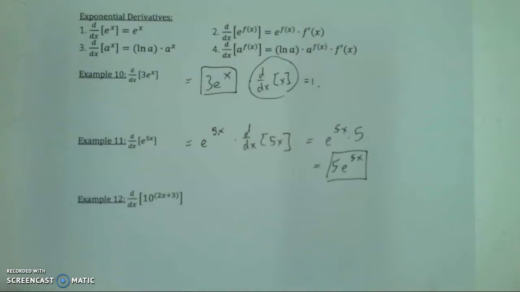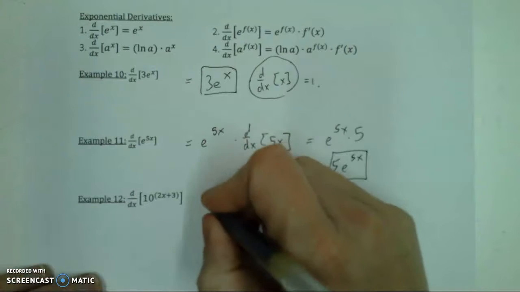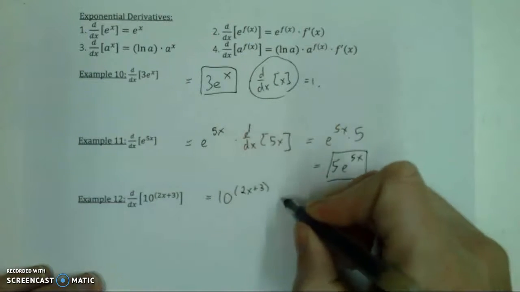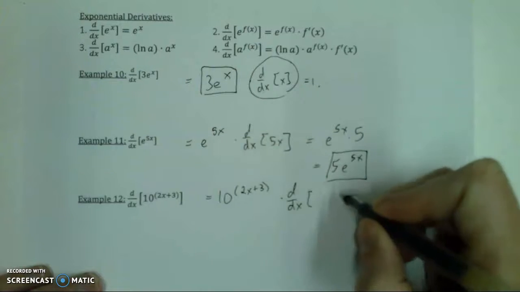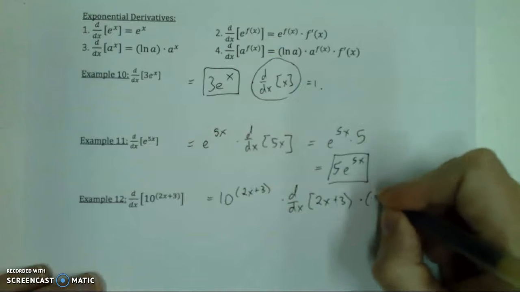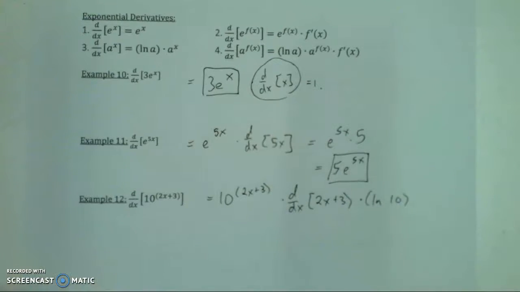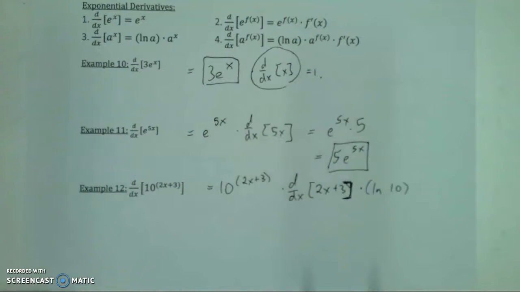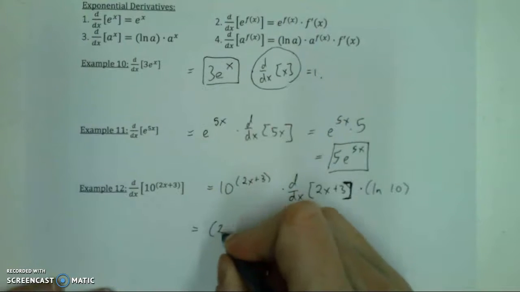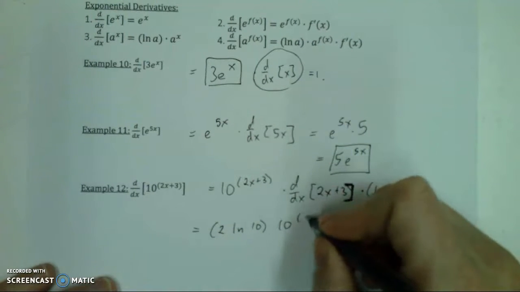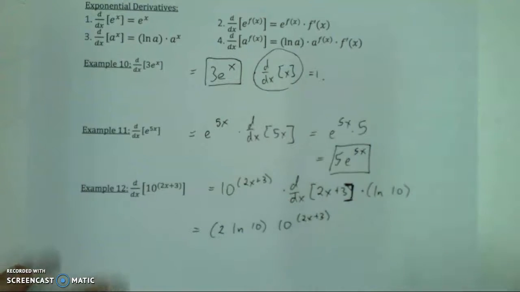All right, let's do one example as well where we've got that non-e base. So again, in my answer, I've got the exact same thing as my question. Then I'm going to multiply by the derivative of that exponent, and I multiply by the natural log of the base, which in this case is 10. Well, oops, that should be a parenthesis. Well, that derivative is 2. I'm going to put that 2 natural log of 10 out in front since it is a constant, and then I've got 10 to the power of 2x plus 3.